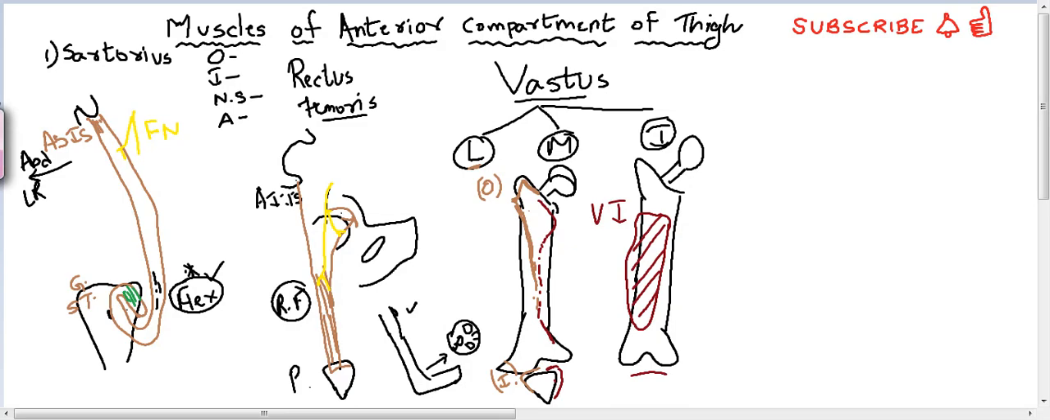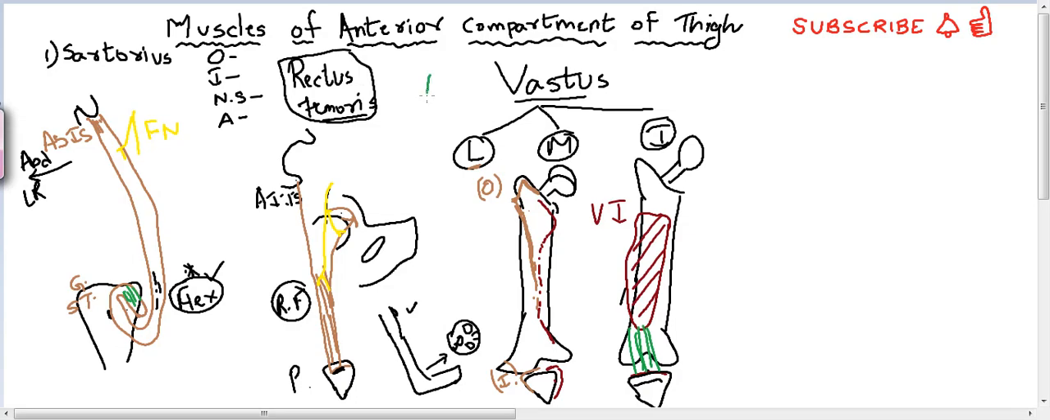Which part of the base? In the beginning I told you to remember the anterior part of the base gives attachment to the rectus femoris, this one. So it will be the posterior border of the base. If you consider the base has got two borders, the anterior and posterior, so it's attached to the posterior aspect of the posterior border of the base. So that is the insertion of vastus intermedius. Obviously all the three vasti will cause extension of knee joint.